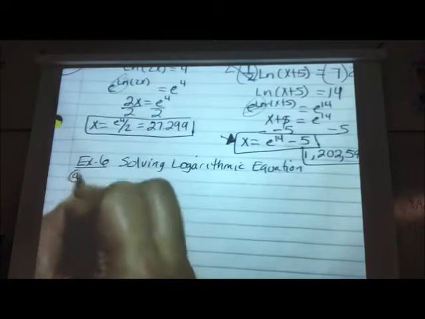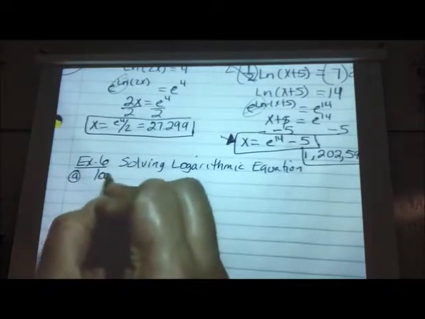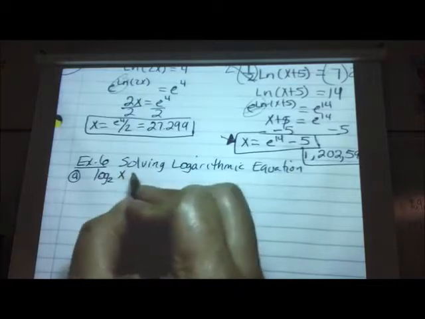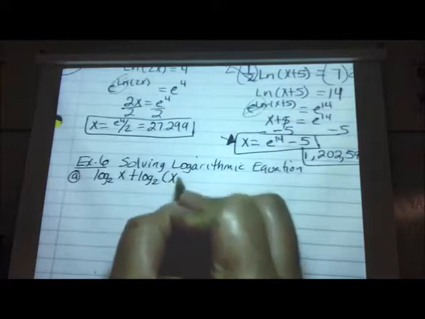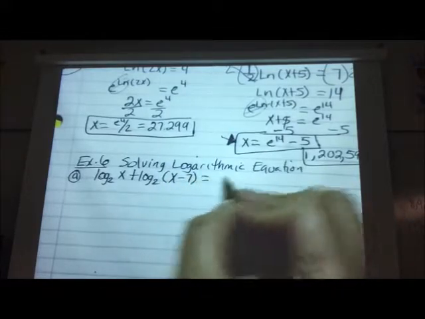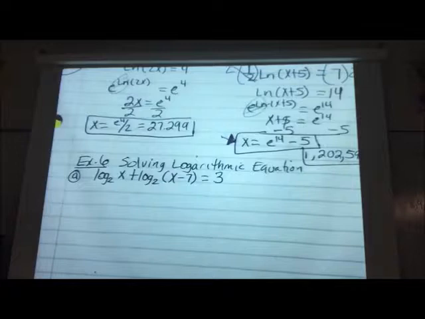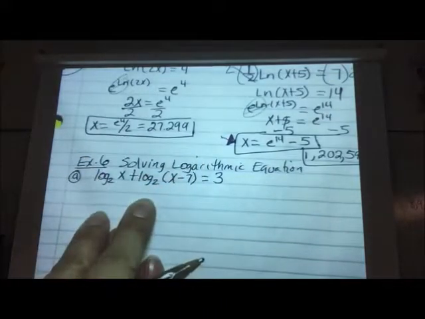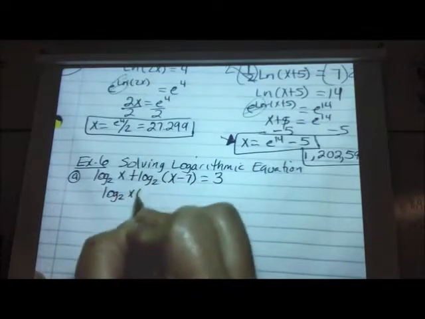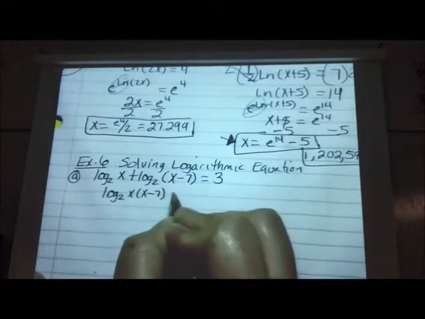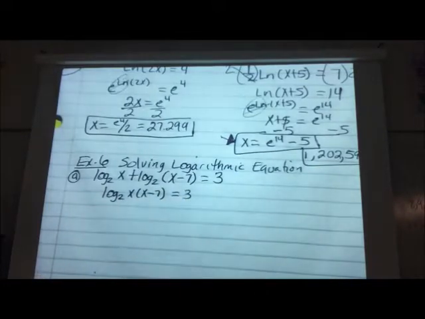So we're going to look at problem A, log base 2 of x plus log base 2 of x minus 7 equals 3. Talking about properties of log, when you see a plus, what does it mean? Multiply, right? So we cannot do anything until we reduce this to 1 log, and that's why we have to use that property. So this becomes log base 2 of x times x minus 7 equals 3.